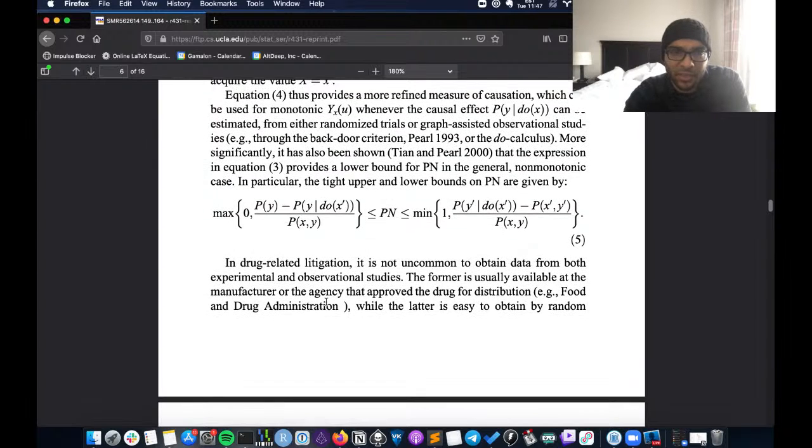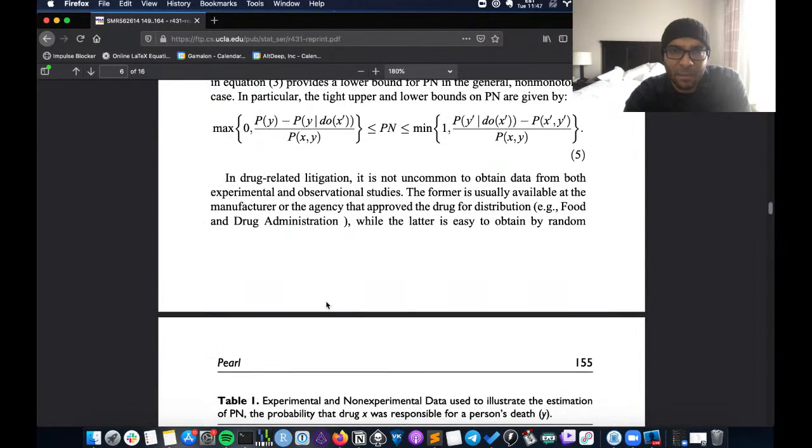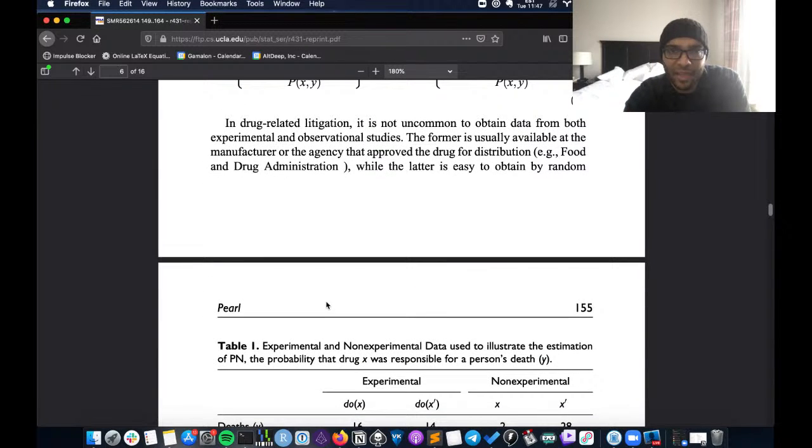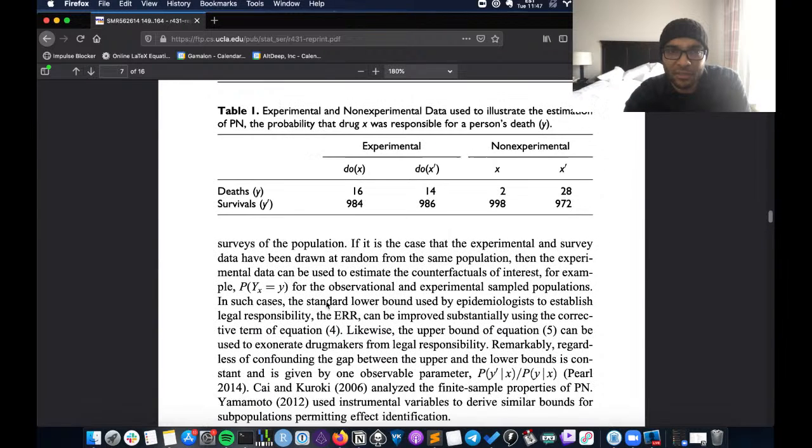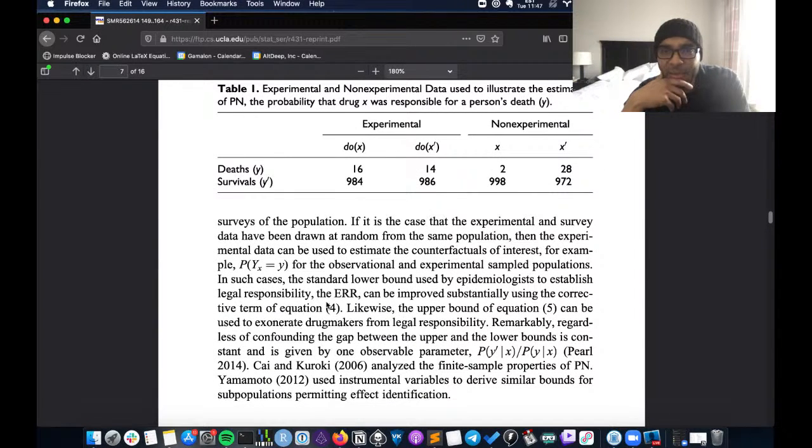In drug-related litigation, it is not uncommon to obtain data from both experimental and observational studies. The former is usually available by the manufacturer or agency that approved the drug for distribution, while the latter is easier to obtain by random surveys. If it is the case that the population and survey data have been drawn at random from the same population, then the experimental data can be used to estimate the counterfactual of interest.